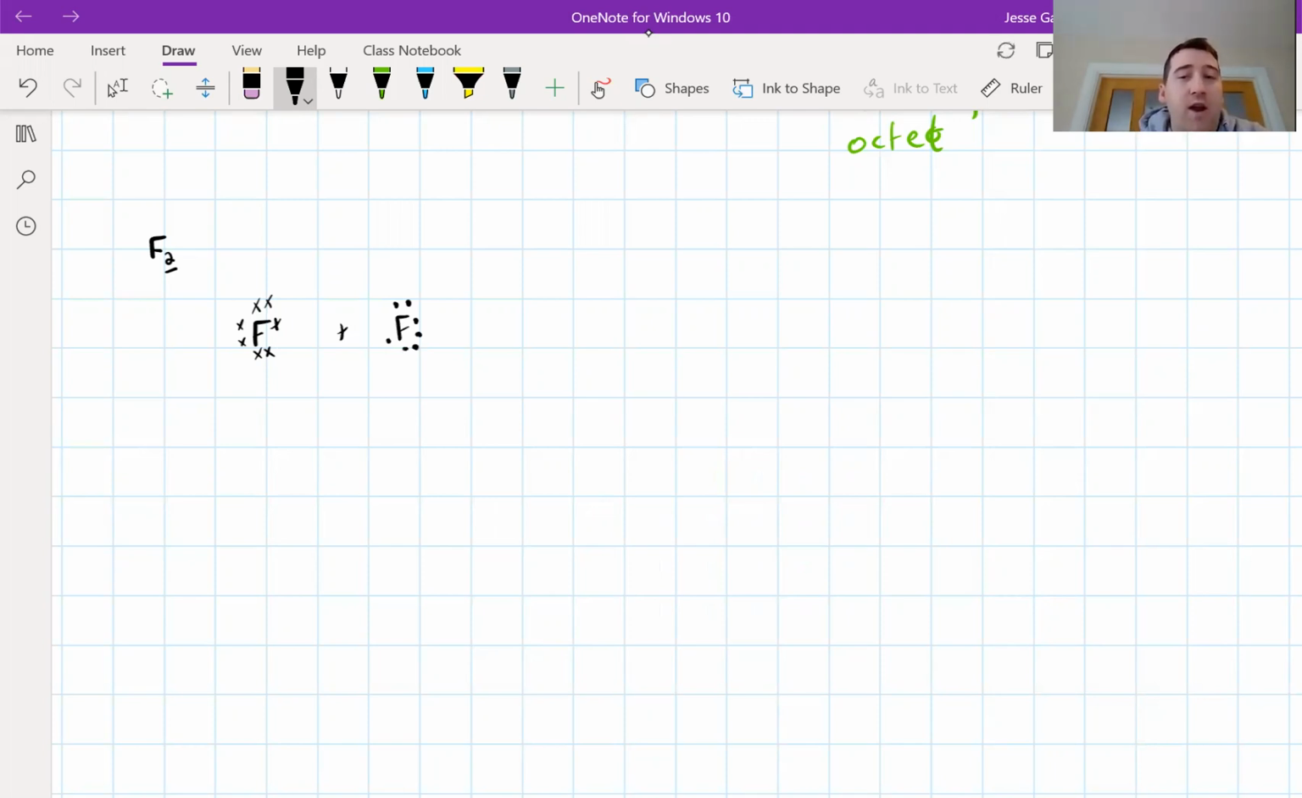Okay, and if you haven't already, what I want you to do is now show how they share a pair of electrons so that they'll both achieve a full octet, or they both satisfy the octet rule. So pause the video and do that now.